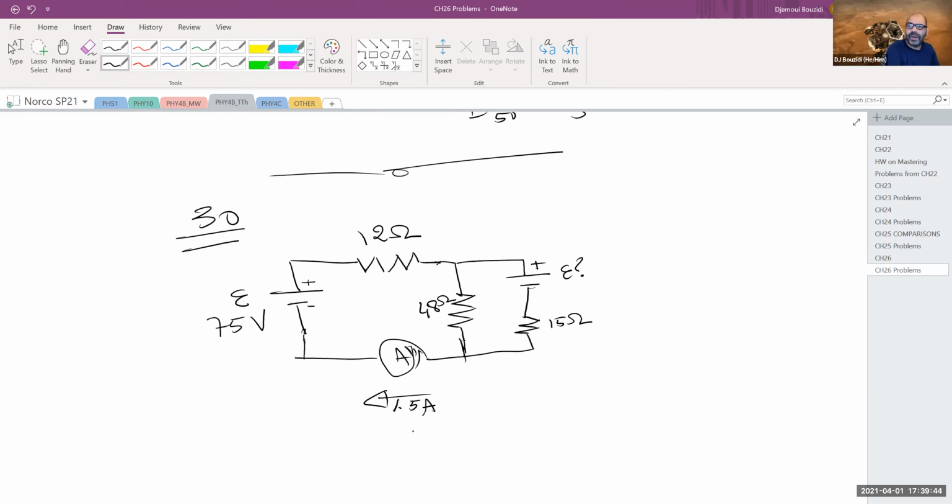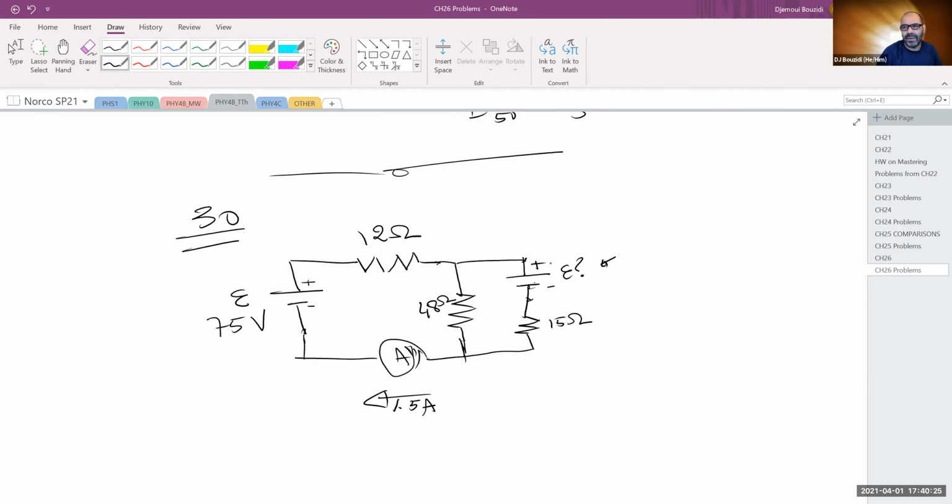Find the EMF epsilon, find this one. And the other question is, is the polarity shown correct? Namely, is this really the positive terminal and this the negative terminal of the battery? That means, is this potential higher than this potential? If it is, basically you're good. If it is not, then the battery is actually backward, so you have to turn the drawing backward. That is what that last question is, is the polarity correct or not.